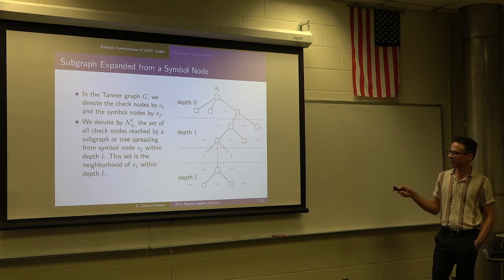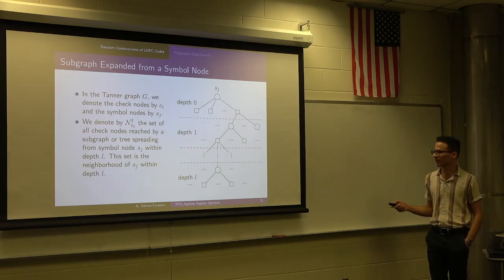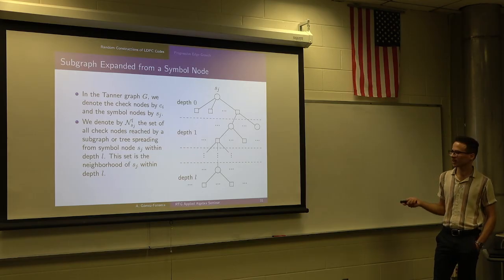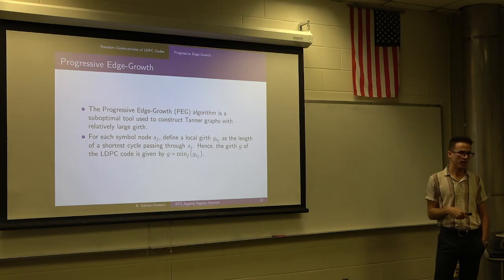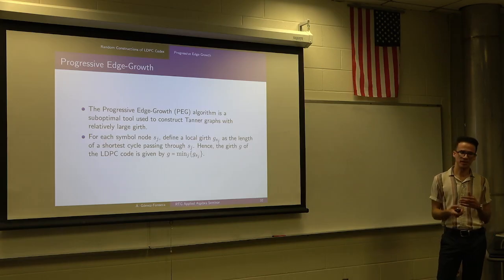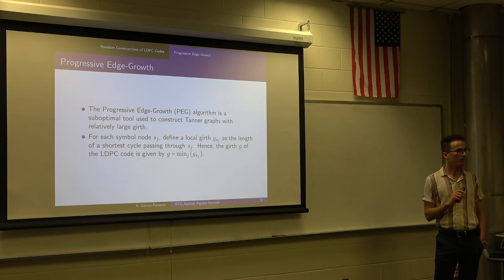I'm going to continue in this fashion until the maximum depth L. The collection of all the check nodes appearing in this subgraph expanded from symbol node S_j is what we call N_{S_j}^L. That's the neighborhood of this symbol node. So this progressive edge growth algorithm is a suboptimal tool that is used to construct the Tanner graphs of LDPC codes that have large girth.